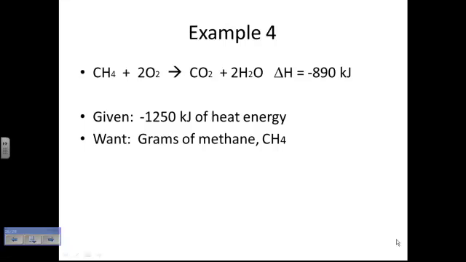How'd you do? CH4 combusts with oxygen to form carbon dioxide and water. The delta H, negative 890 kJs. A 1 to 2 to 1 to 2 stoichiometric value. We know that 1 mole of methane releases 890 kJs. How many grams of methane would be needed to release 1250 kJs?